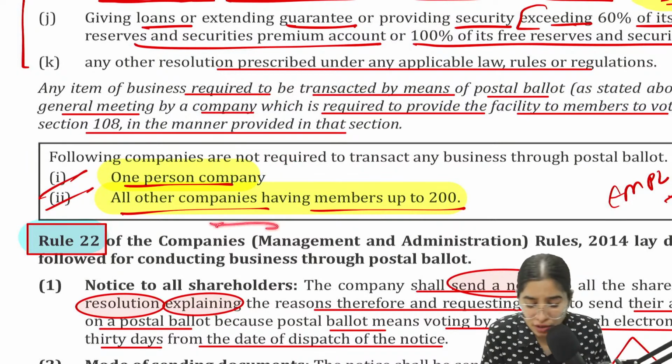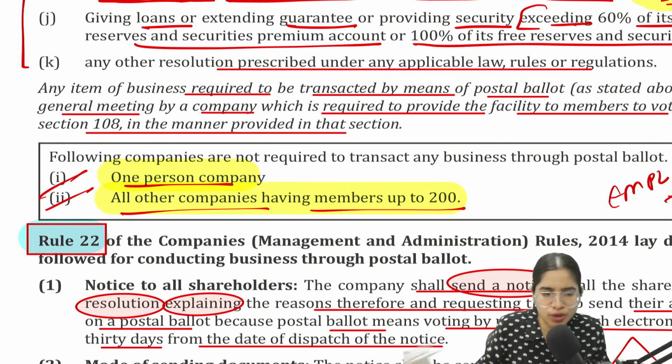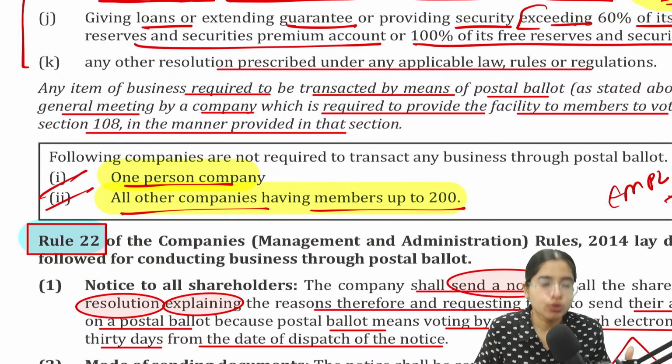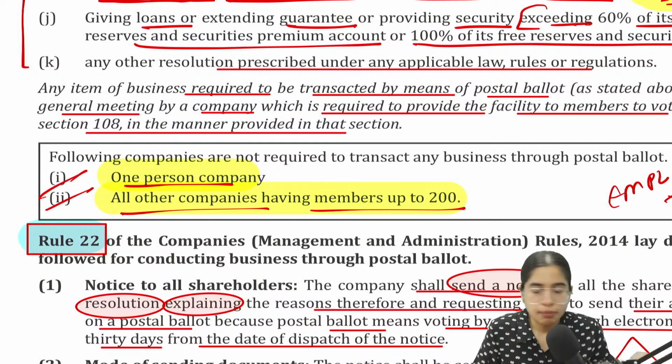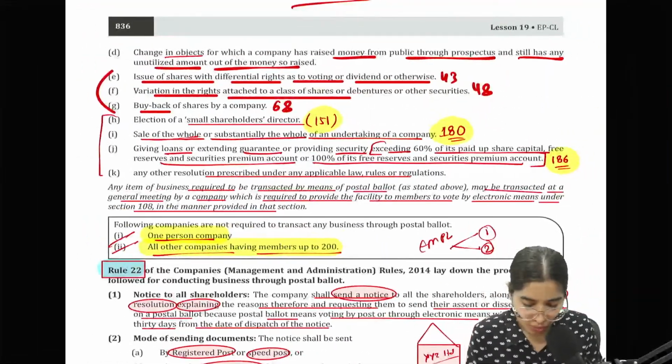Next, if in your company there are maximum 200 members, no need of postal ballot, you can hold the physical meeting. So, 2 companies are not required to transact any matter through postal ballot. Number 1, OPC, one-person company, and number 2, all the other companies having membership up to 200. So, this is a small point.